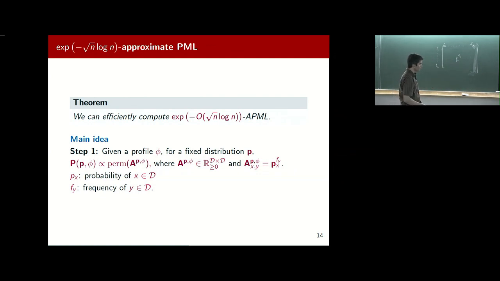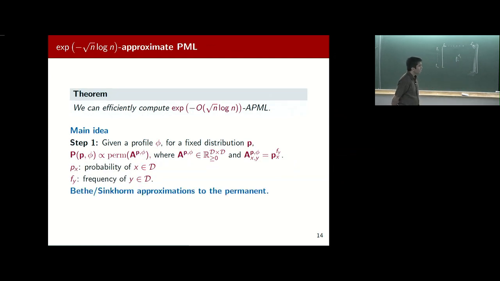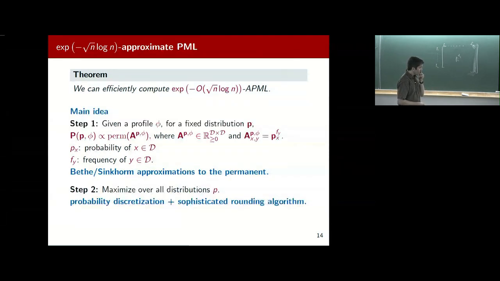Right. So now permanent is sort of a famously hard problem to compute. To come up with an algorithm to compute the permanent is something that people have thought about for a long time. And there are some well-known approximations for the permanent. And the two approximations I'm going to talk about are the Bethe approximation, which arose in statistical physics, and the Sinkhorn approximation, which I'll say a little bit about. Okay?